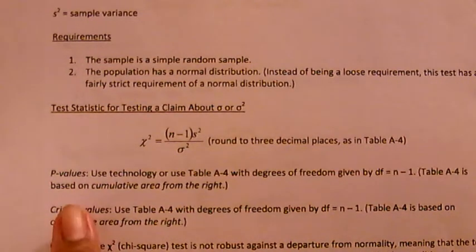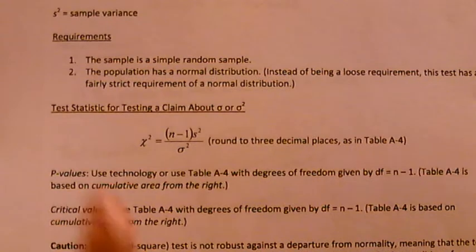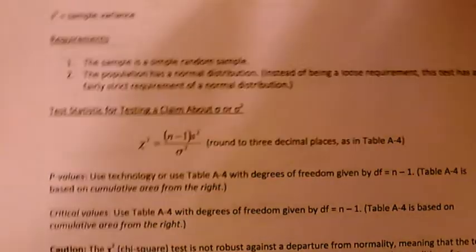And for the p-values, more than likely we're going to be using technology instead of table A-4. The technology we'll be using is the TI-83 or 84 plus calculator, because it's much easier to calculate your p-value. Okay? And most of the examples I will be doing will be using the p-value approach, because in the homework you'll be asked to provide the p-value, and your TI-83 or 84 plus calculator will do that for you, and I will show you how to get that.